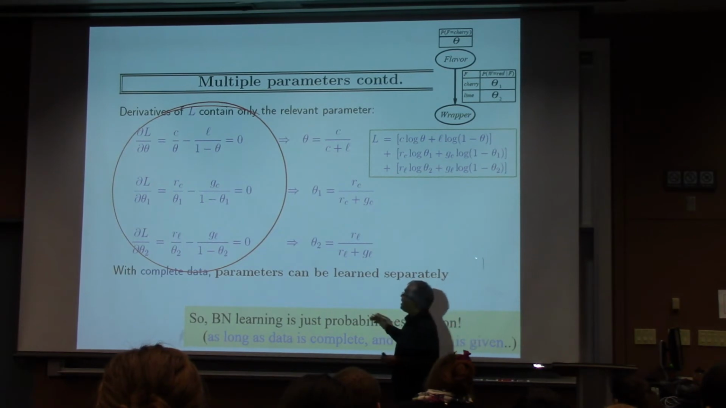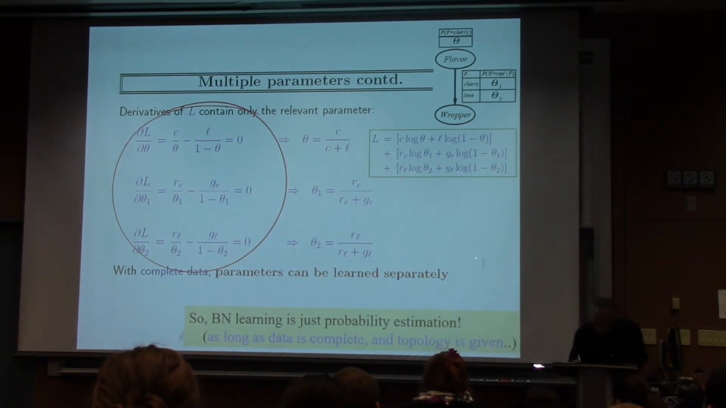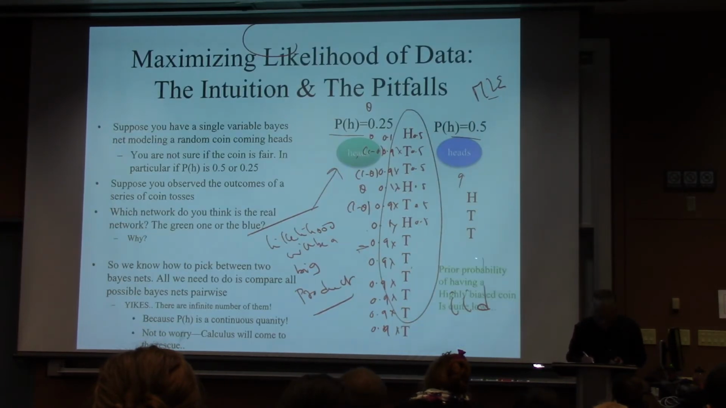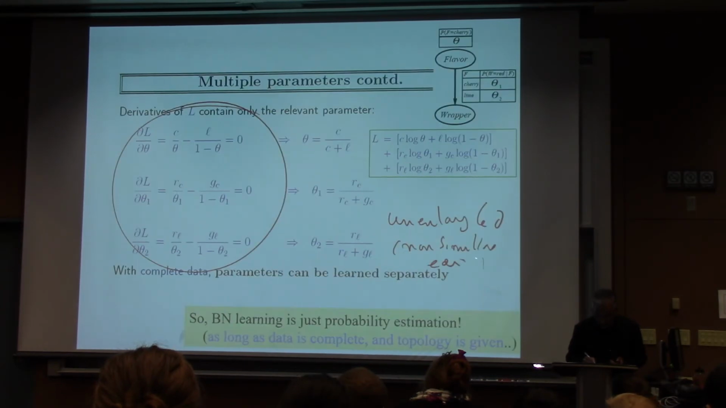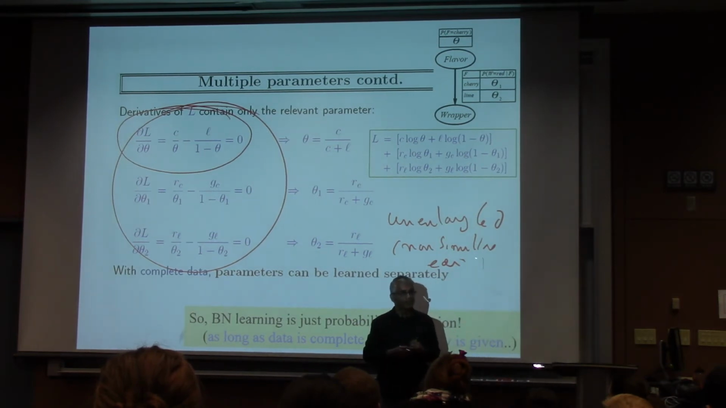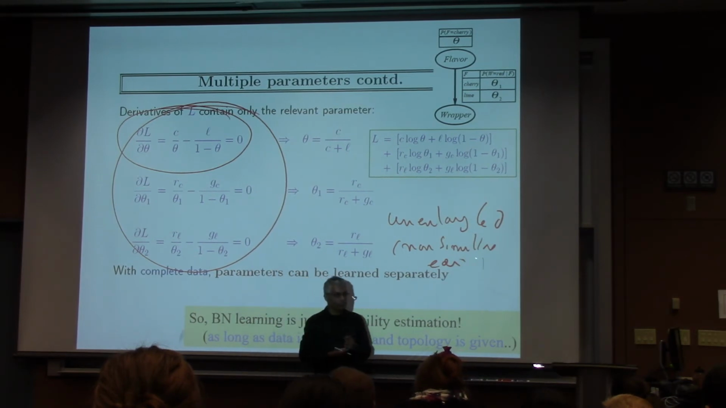Okay. Not only that, there is another very interesting thing about it, which I mentioned in that slide, unentangled, which means non-simultaneous. Notice that the equation for dou L by dou theta only has thetas. The one for theta 1 only has theta 1. The one for theta 2 only has theta 2.